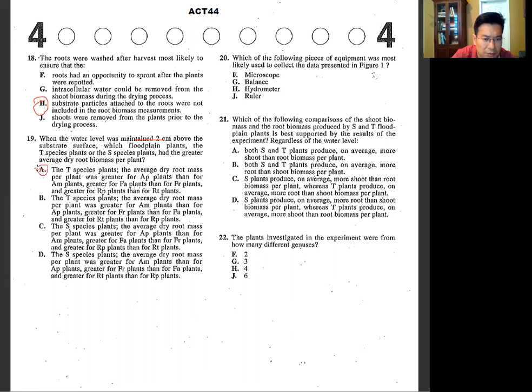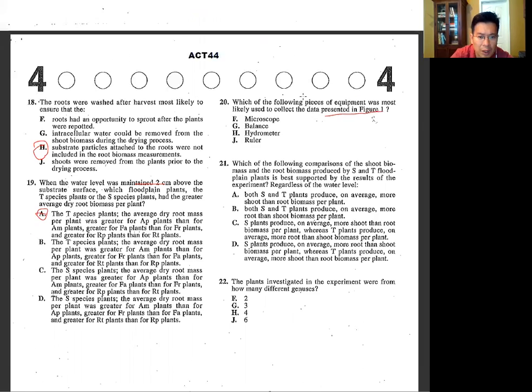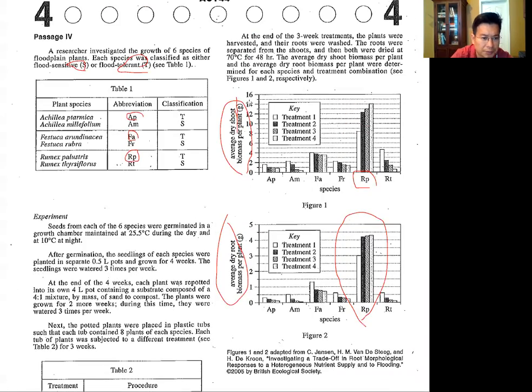A. Which of the following equations was most likely used to collect the data presented in figure 1? So figure 1.